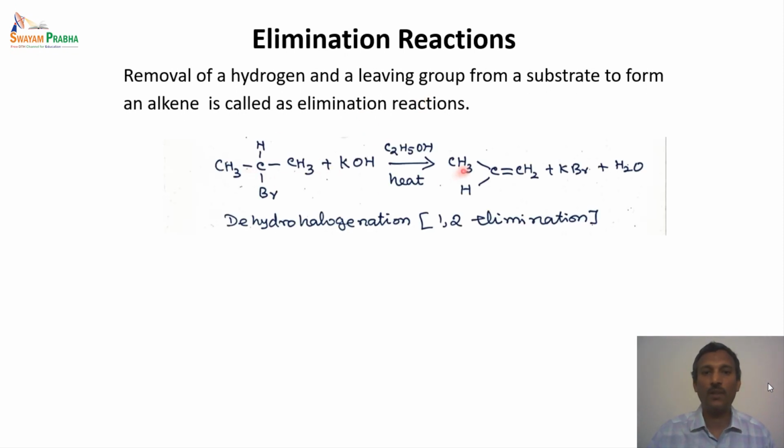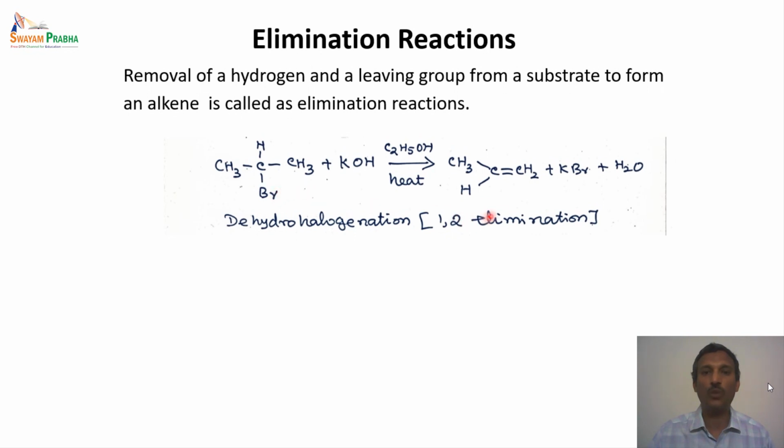So here we had given a typical example of elimination reaction. We have a bromide, secondary bromide. This reacts with KOH. In the presence of ethanol as the solvent, we have to heat this reaction to give the eliminated product, and KBr and water are produced as the side products. So here we talk about dehydrohalogenation, that means removal of hydrogen and the halogen is done.